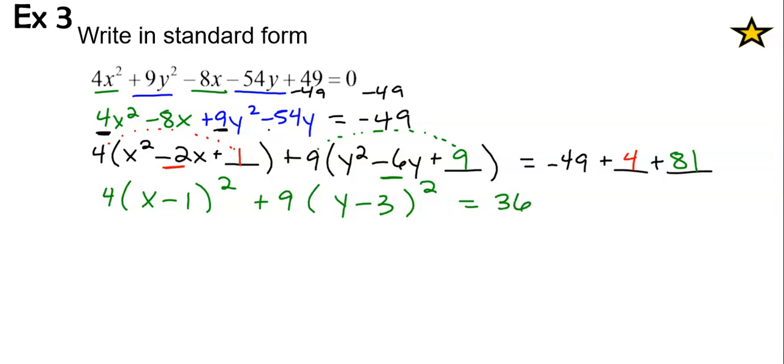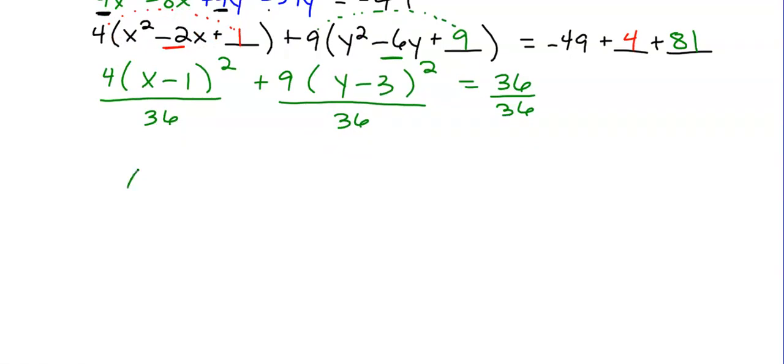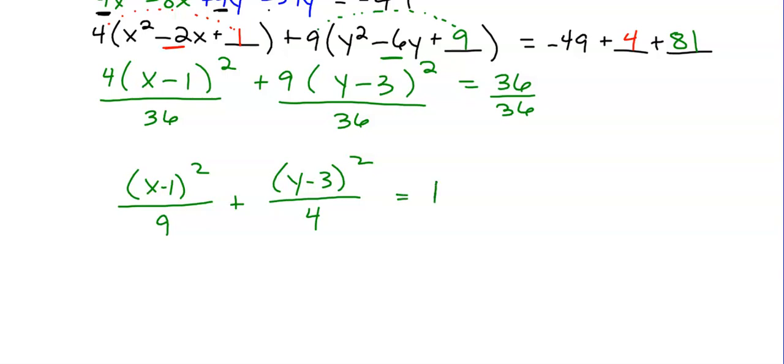Okay, and then our last step here is to get the right side equal to 1. Only one way to do that, and that is to divide everything by 36. So now we're going to have x minus 1 squared over... 4/36 is the same as 1/9. So we don't really need the 1, but we definitely need the 9. And then 9/36 is the same as a fourth. So y minus 3 squared over 4 equals 1.